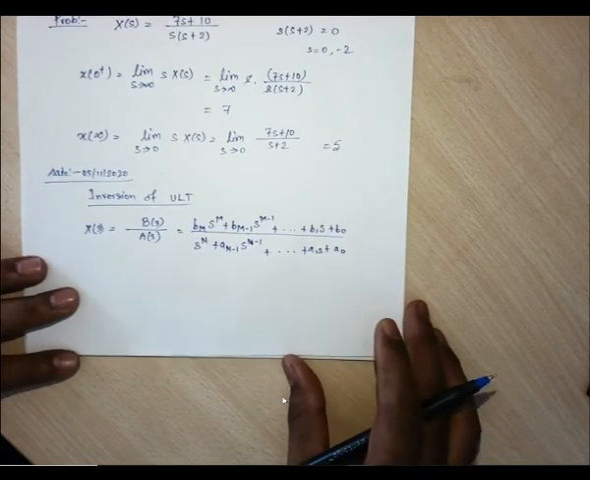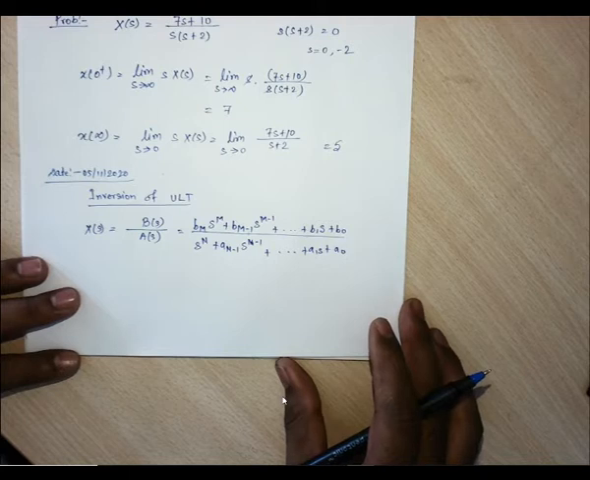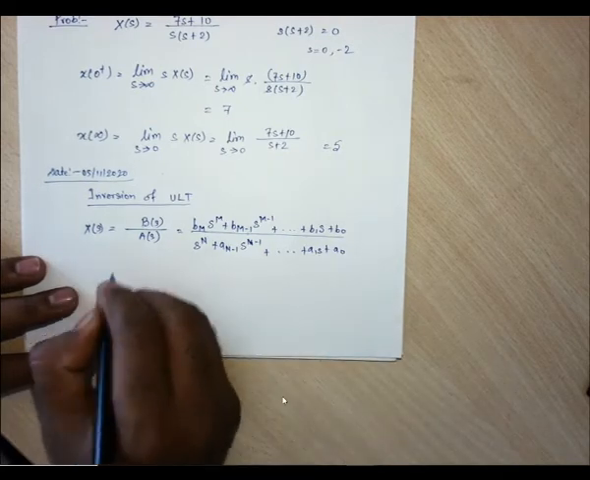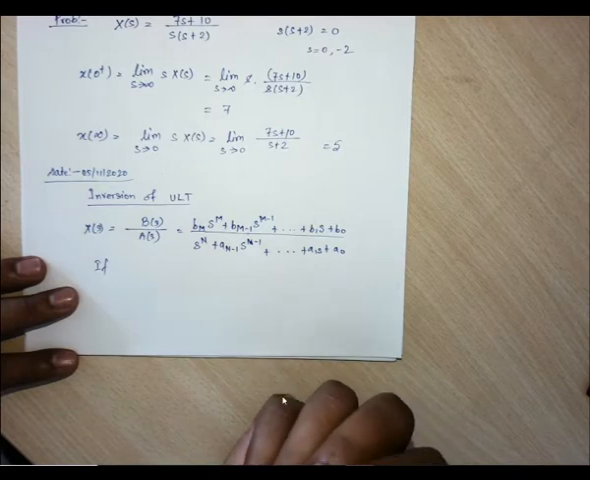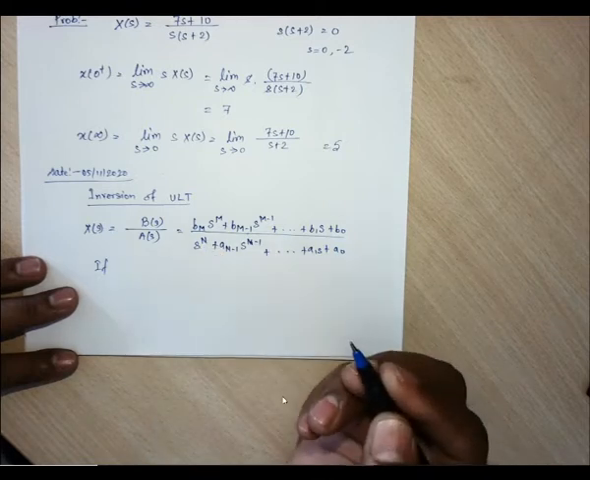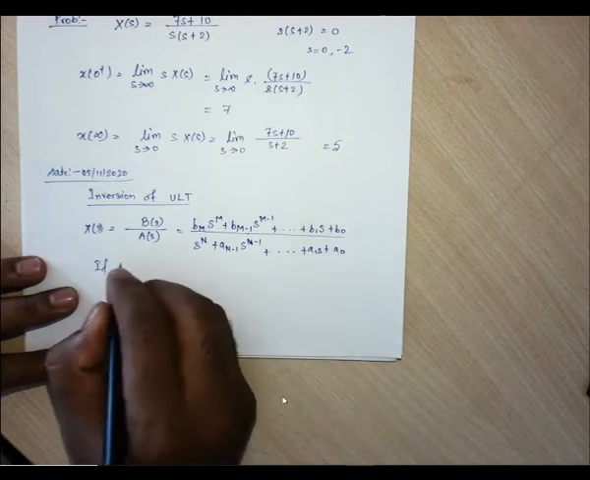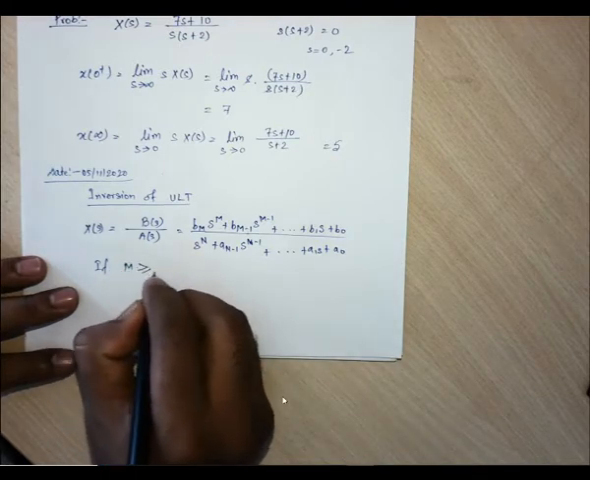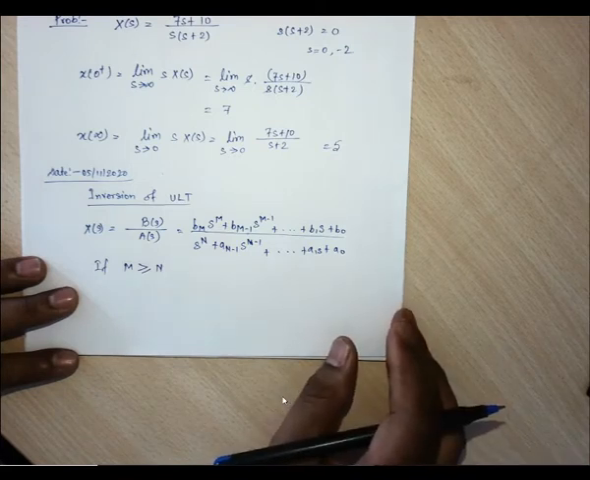To find the inverse transformation, the condition we must maintain is that X(s) is not an improper rational function. If it is an improper rational function, that is, if the order of the numerator is greater than or equal to the order of the denominator, then we can't find the inverse of this Laplace transformation. So if m is greater than or equal to n, then the problem arises.